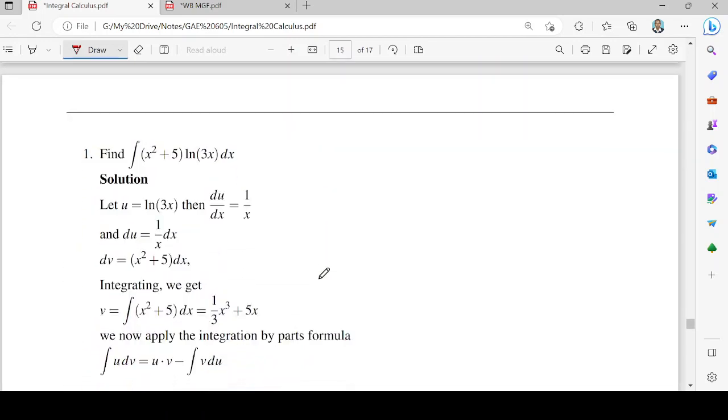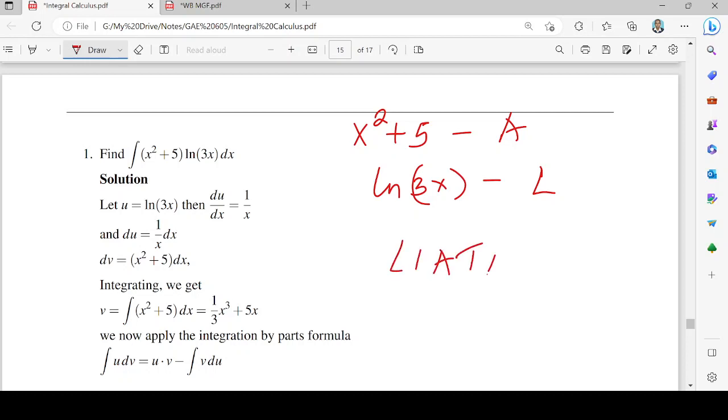Let's look at an example. For example, we have this. We have seen that in this particular case, we have the functions x squared plus 5, which is an algebraic function, and we have logarithm of 3x, which is a logarithmic function. Then we check our acronym.